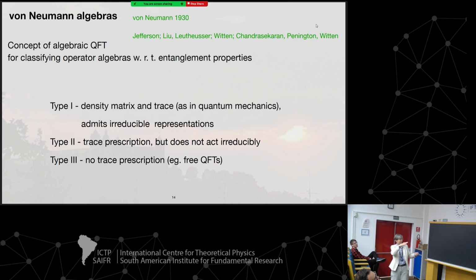And then there's this intermediate type 2, where again it does not act irreducibly, but there are particular states, and in particular the maximally entangled states, that allow you to write a trace description for this particular chosen state. Okay, so that's the classification, and I will show you the relation to these Berry phases in a minute.